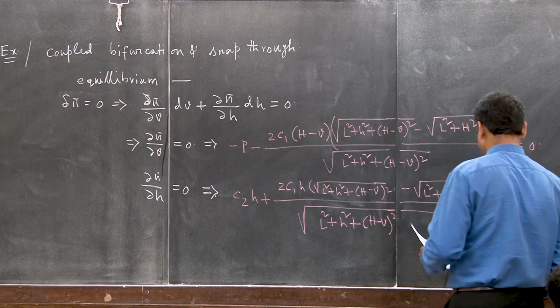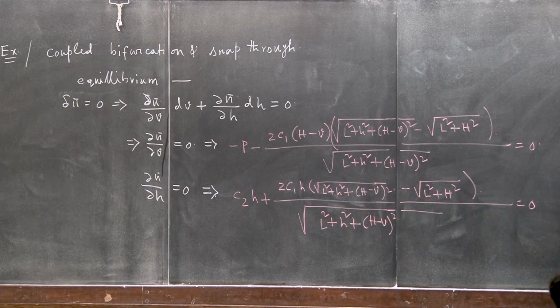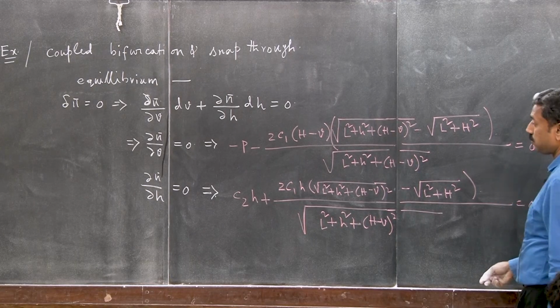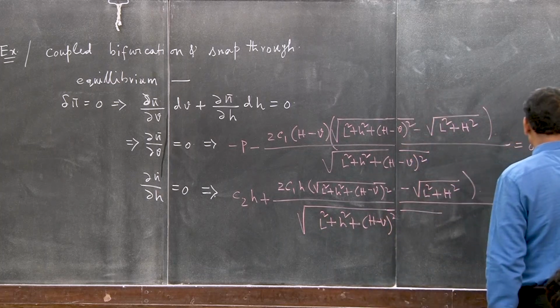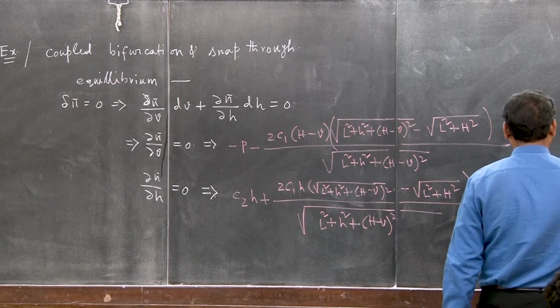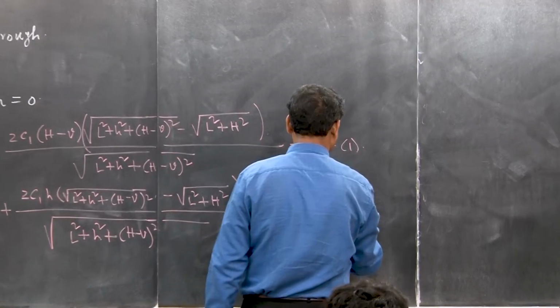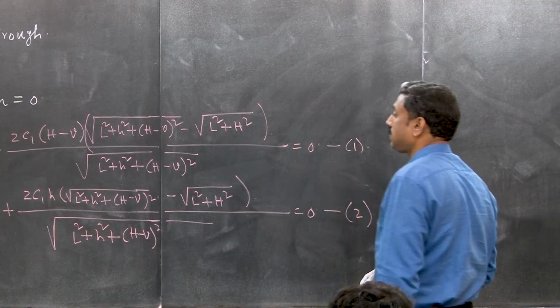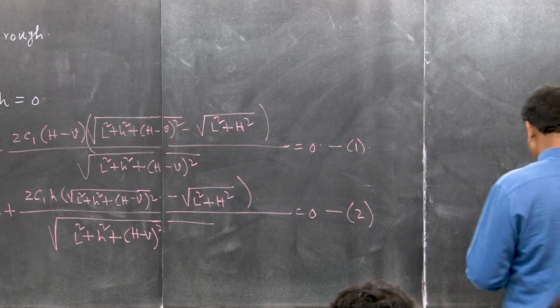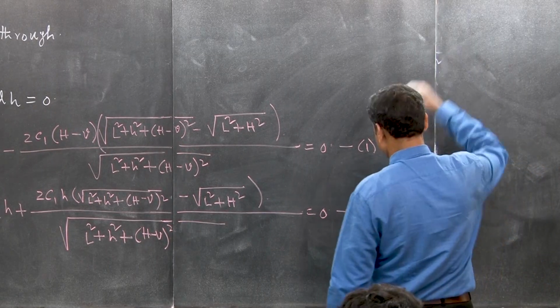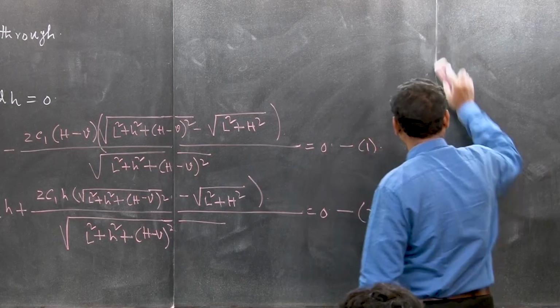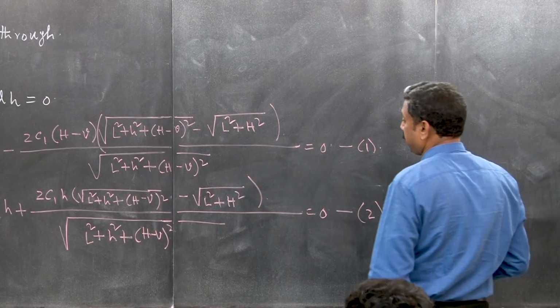equal to 0. So, now we will see. Of course, you can take H outside. From here, this I am writing as equation 1 and this I am writing as equation 2. Okay. So, two equations we got. Now, let us first write equation 1 and 2. These two will give two equations, but we have to simplify.